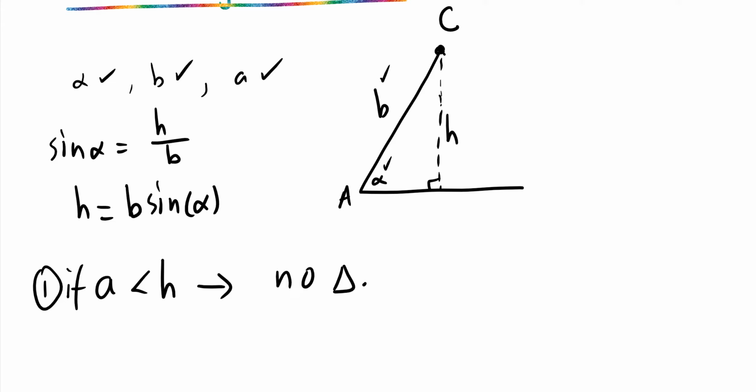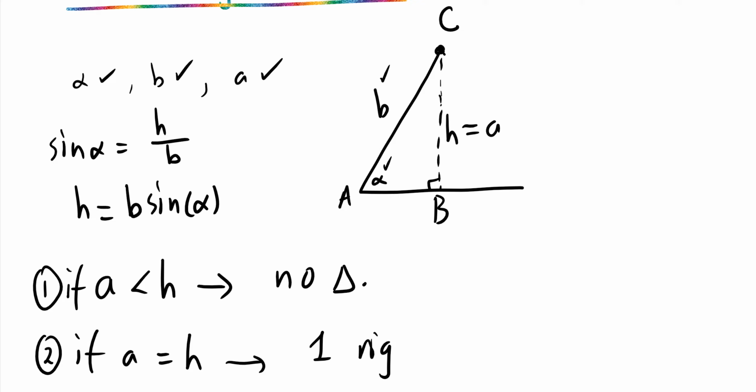The next case, which is an easy case: what if it happened that A equals H? If A equals H, it means A is exactly there. In this case, B is here. Then we get one triangle, one right triangle specifically. One right triangle. That's the second case. What about the next case?